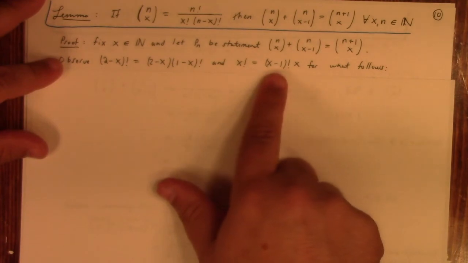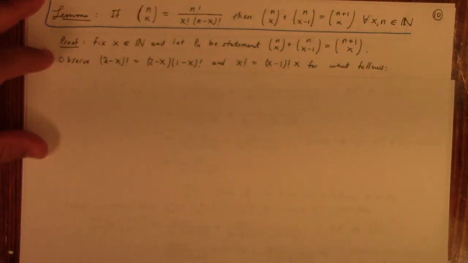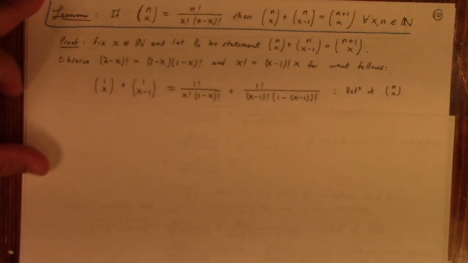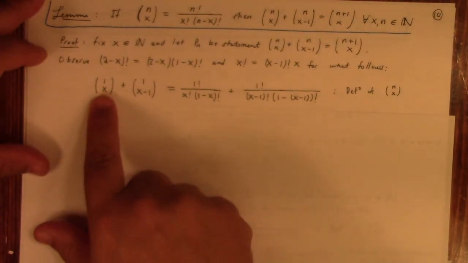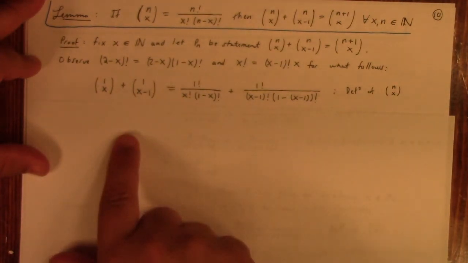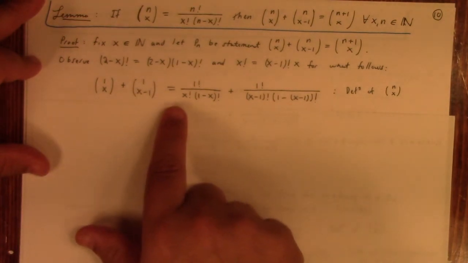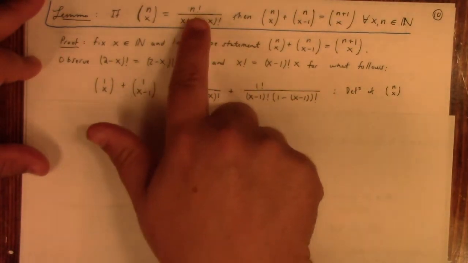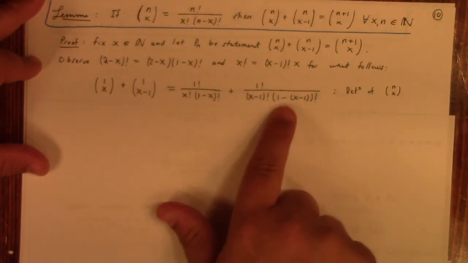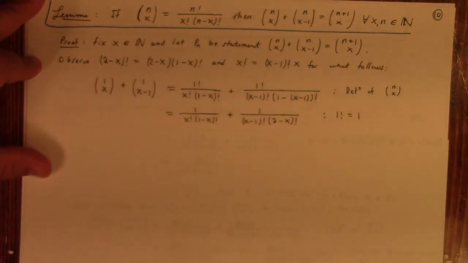Likewise, x factorial is x minus 1 factorial times x. All right, great. So looking at the inductive claim, I need to show that P of 1 is true, right? So 1 choose x plus 1 choose x minus 1 is, by our definition of n choose x up here, this plus that. And then 1 factorial is 1, so I've got that, great.